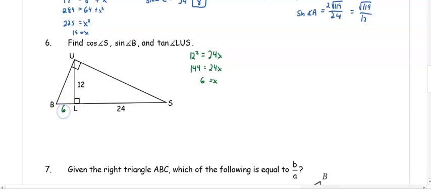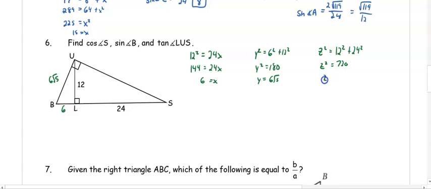So now that we know x is 6, we can do Pythagorean theorem twice to find the last two missing sides. In the smaller triangle, we have y squared equals 6 squared plus 12 squared. We get y squared equals 180, so y is 6 root 5. And then in the middle-sized triangle, LUS, we have z squared equals 12 squared plus 24 squared, so z squared is equal to 720, so z equals 12 root 5.